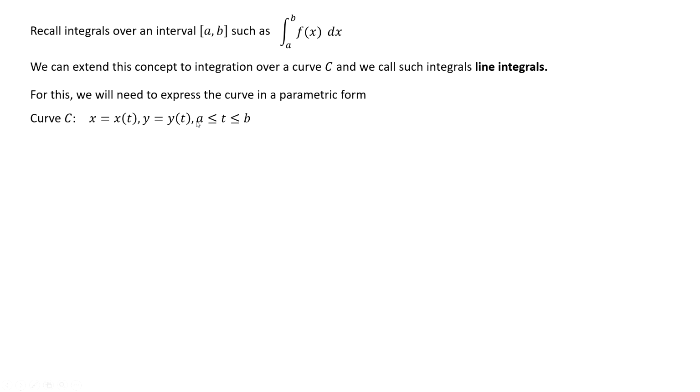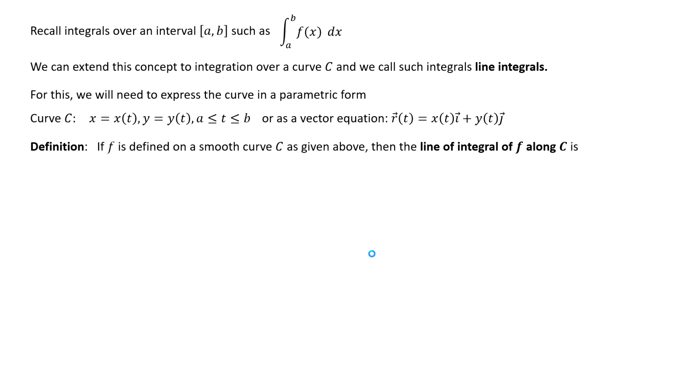And there has to be some restrictions for the t itself. So a less than or equal to t less than or equal to b. Cool. So we first need to express the curve as a parametric curve. Or we can write that curve as a vector equation. This is just another way of writing exactly the same thing, okay? r of t is x of t i plus y of t j. Okay, so the vector form of that curve.